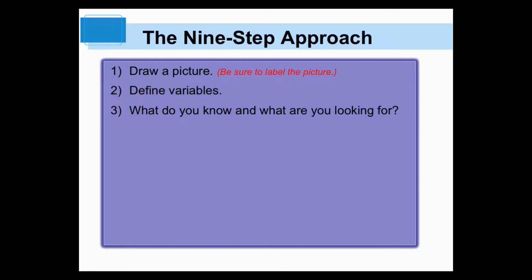What do you know and what are you looking for? In other words, what's given information and what am I trying to solve? So in that previous naked problem, we knew dx/dt and we knew x. That's what we know. What we were solving for is dy/dt.